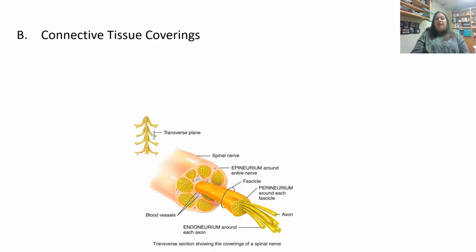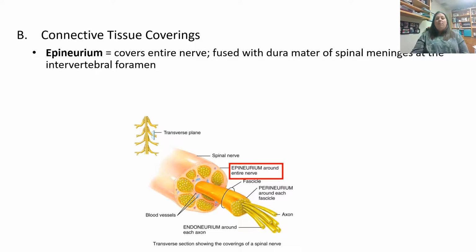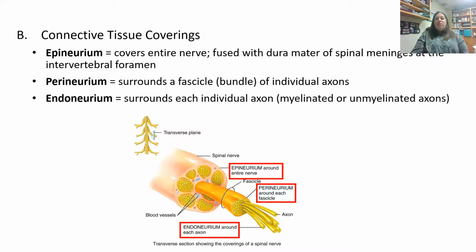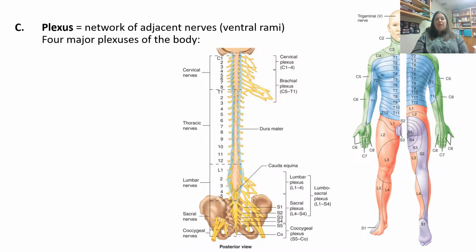Nerves are going to be wrapped in connective tissue, which we did talk about in chapter 12 as well. Remember that the epineurium is going to cover the entire nerve. It's going to be fused with the dura mater of the spinal meninges at the intervertebral foramen. We then see that the perineurium is going to surround a fascicle or bundle of individual axons, and then the endoneurium is going to surround each individual axon, which could be either a myelinated or unmyelinated axon.